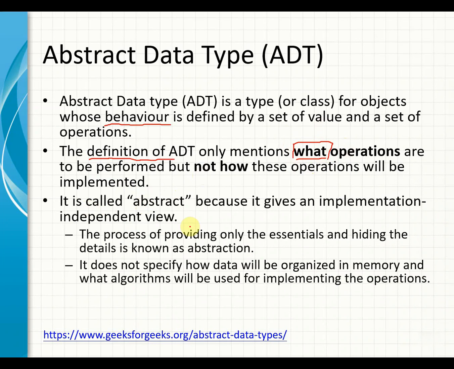It is called abstract because it gives an implementation independent view. The process of providing only the essentials while hiding the details is known as abstraction. So it does not specify how data will be organized in memory and what algorithm will be used for implementing the operation.